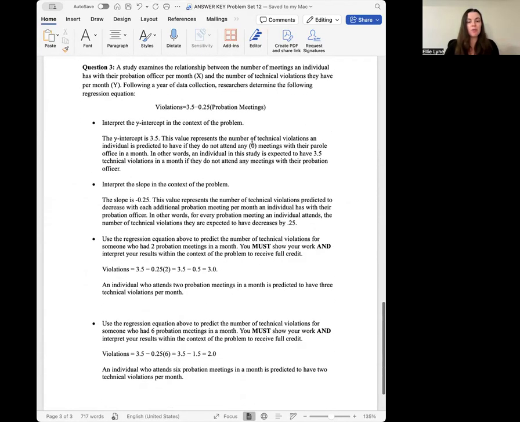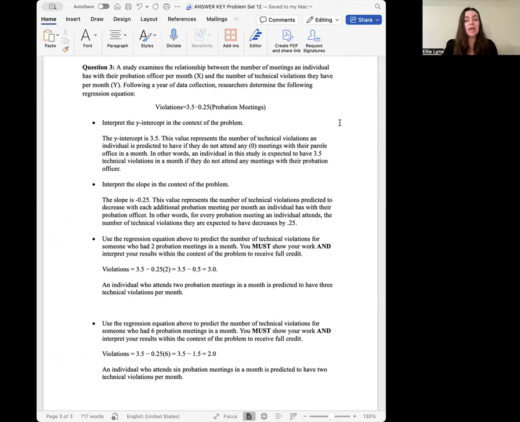And lastly, with question number 3, here's where we're actually moving into applying our regression equation in and of itself. And I've provided that to you here. So let's take a look at question number 3 together. A study examines the relationship between the number of meetings an individual has with their probation officer per month, X, and the number of technical violations they have per month, Y. Following a year of data collection, researchers determined the following regression equation. So we have violations equals 3.5 minus 0.25, and then in parentheses, we see probation meetings.